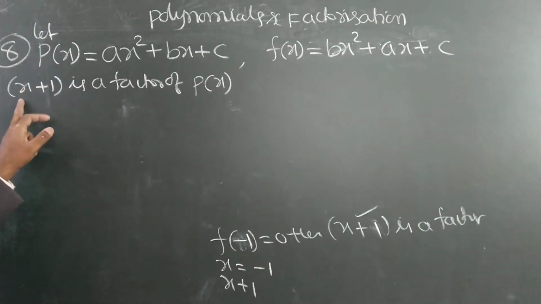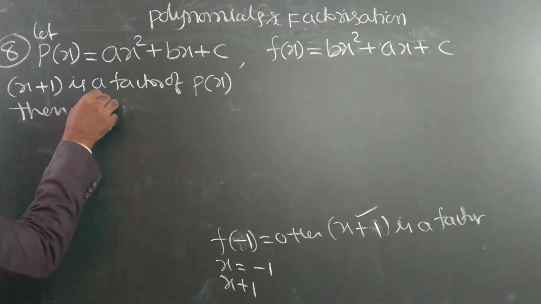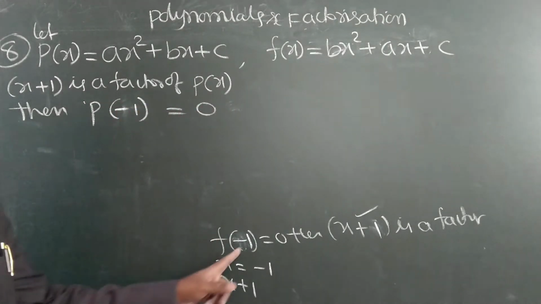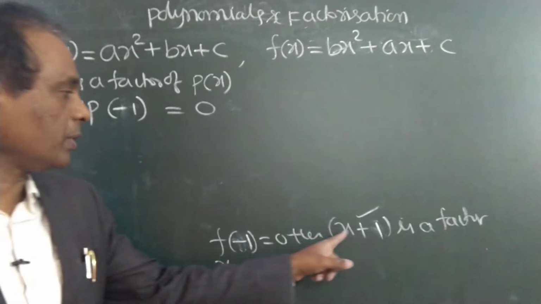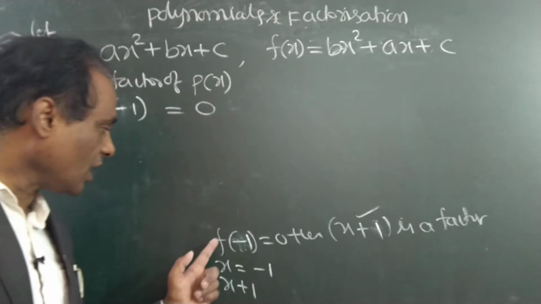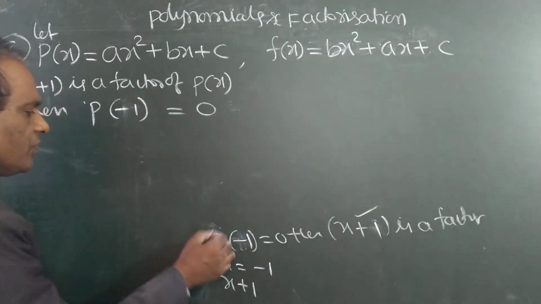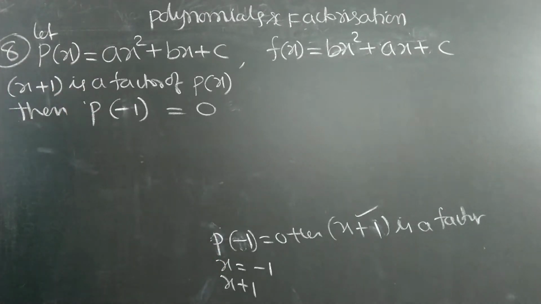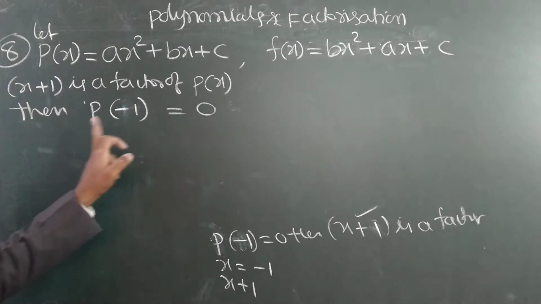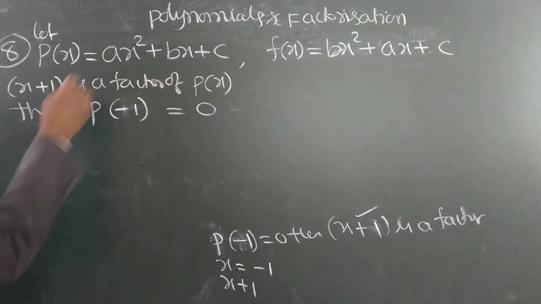See here, x plus 1 is a factor means, then what should happen? P of minus 1 should equal 0. If p of minus 1 is 0, then x plus 1 is a factor. I am reading the same thing in reverse. If x plus 1 is a factor, f of minus 1 is 0. Here I explained for f, but if it is p, you write p. So x plus 1 is a factor means what should be 0? P of minus 1 should be 0.